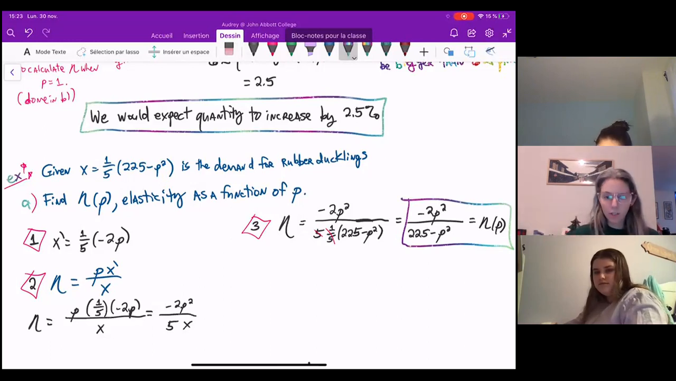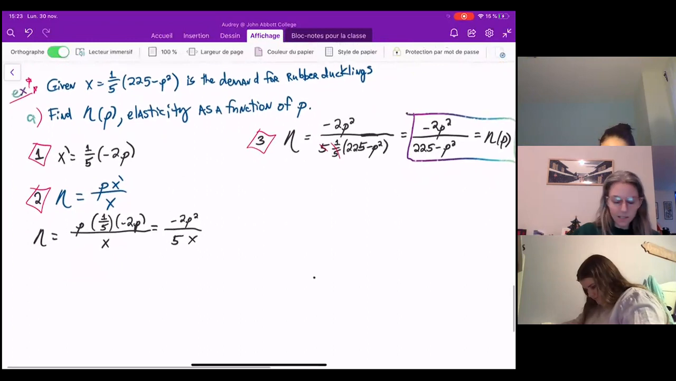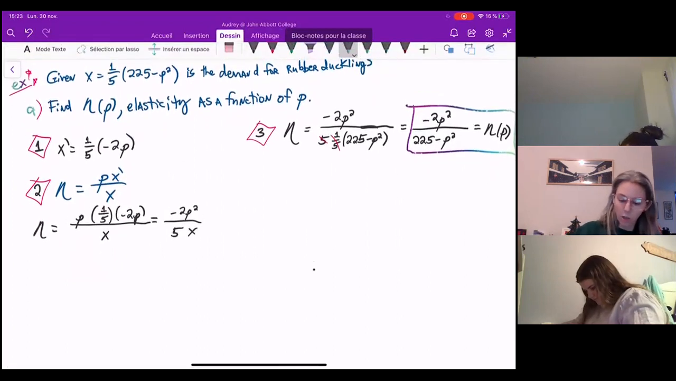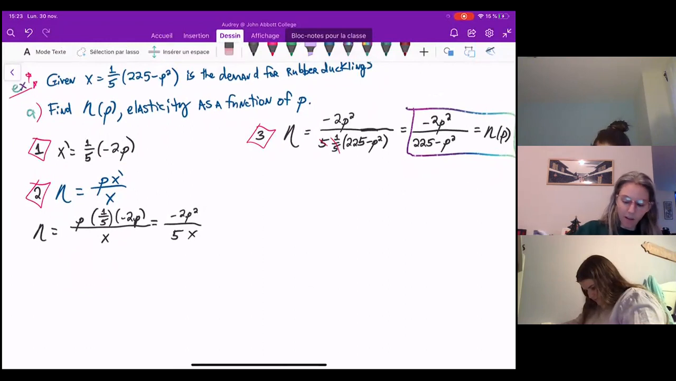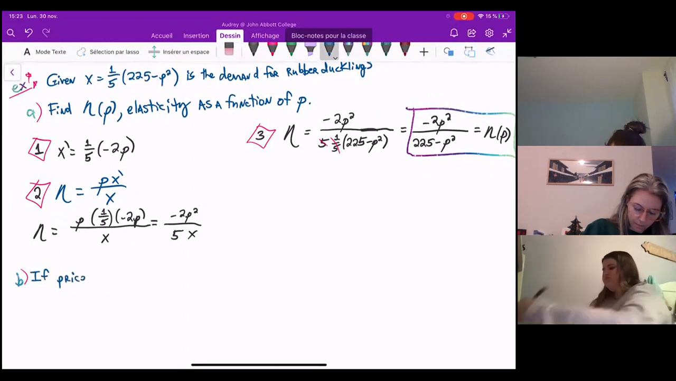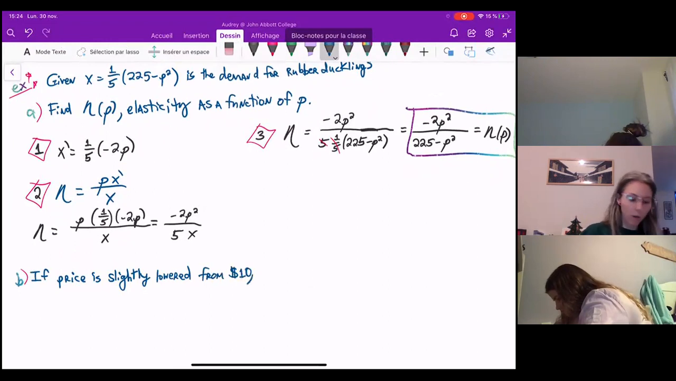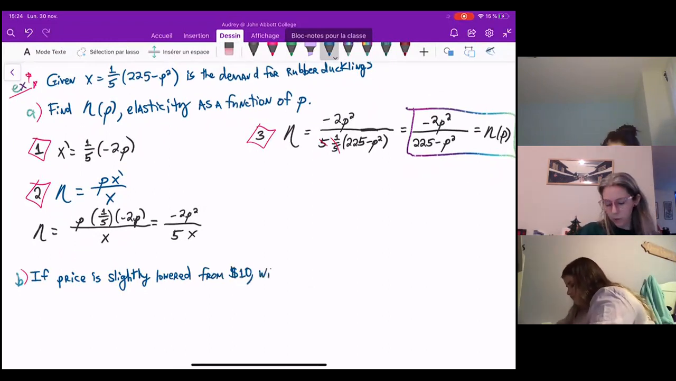Okay, any questions about how we just got that eta? Okay, so now the next question, we're going to ask the same question that we've been asking, just in a little bit of a different way. Instead of saying find elasticity and interpret, how else could I ask that question? So I might say, for example, if price is slightly lowered from $10, what's going to happen to revenue? Will revenue increase or decrease?